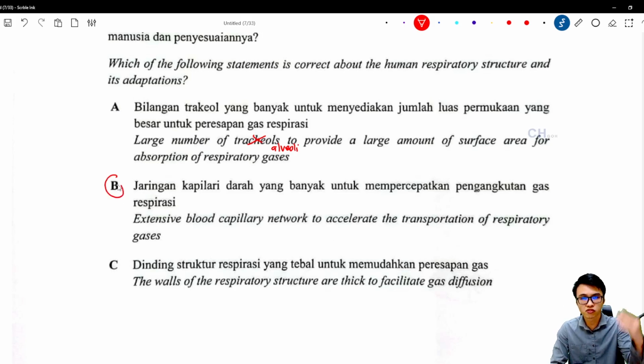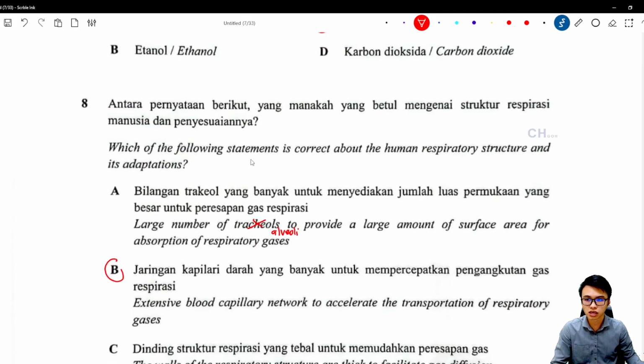Yes, when the blood flow is faster, they can carry more red blood cells to the lungs to take in the oxygen, to transport the oxygen. So that you increase the concentration gradient and the diffusion rate will be faster as well. So this is one of the adaptations. Answer is B. Okay, C, why C is wrong? Thick. Okay, the answer here should be thin. Okay, so question 8, answer is B.